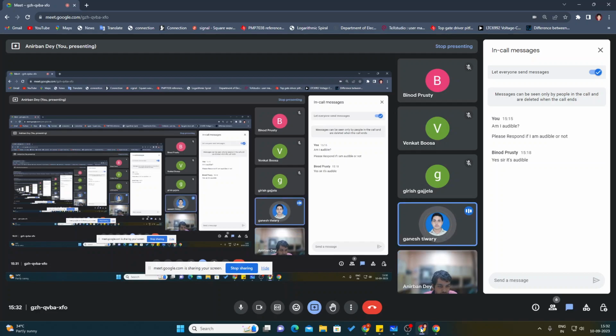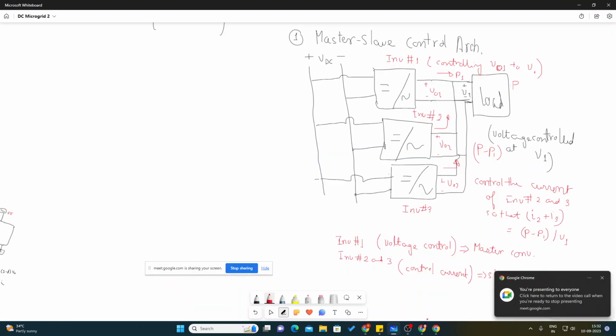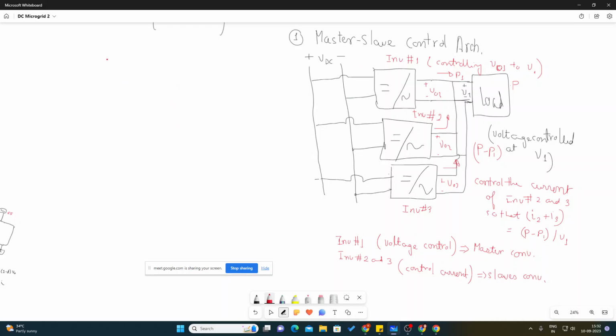Sir, how is the slave controller controlling the current and the master the voltage only? So the control is done in such a way, like suppose in case of an inverter, so you have the inverter, right? I am showing it for a single phase inverter. It can also be done for a 3-phase inverter. This is a single phase inverter, and here we have DC.